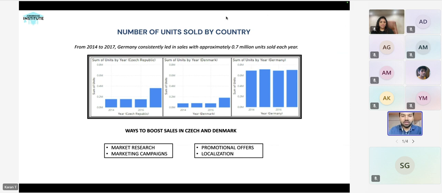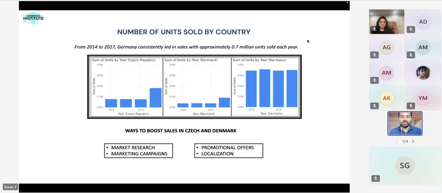So I will just touch upon the number of units sold by country. As I mentioned earlier, we wanted to analyze in bits and pieces. We don't have a dashboard yet, but we just wanted to see if there are any clear trends which can give us an insight. So this showcases the number of units sold by country. It's on a common y-axis level, so that you can clearly see that Germany performs very well from 2014 to 17. And similarly, Denmark and Czech Republic are lagging when it comes to the sales.